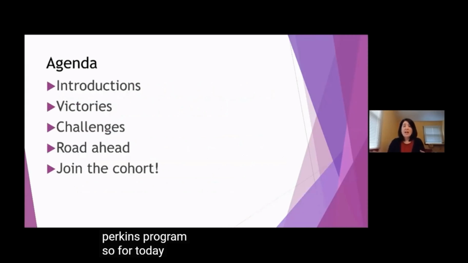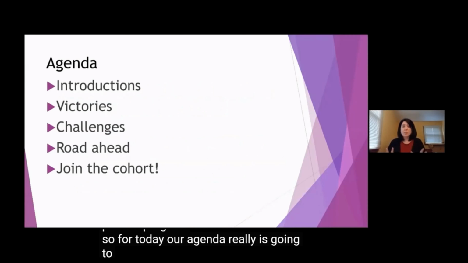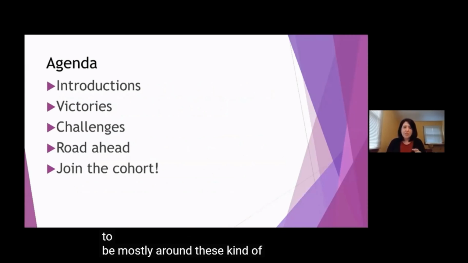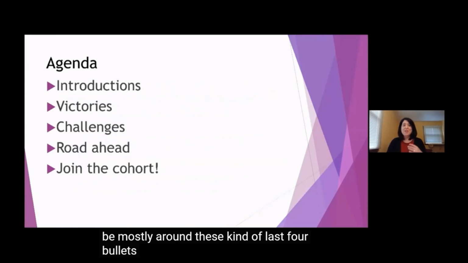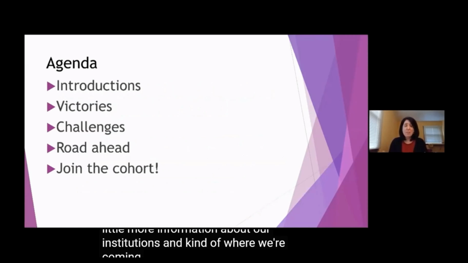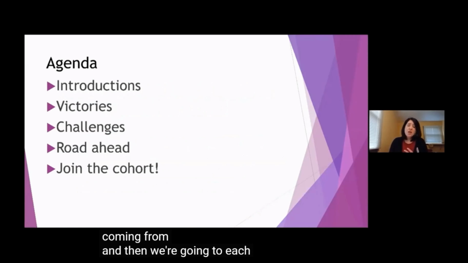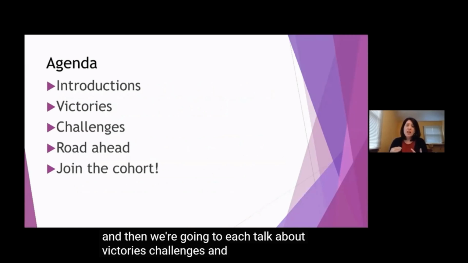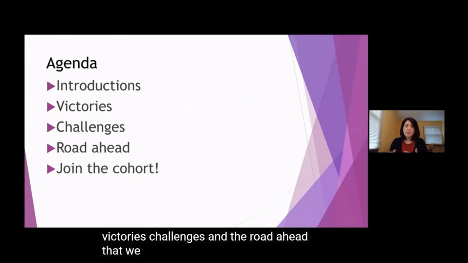So for today, our agenda really is going to be mostly around these last four bullets. The first bullet, we'll just give you a little more information about our institutions and where we're coming from. And then we're going to each talk about victories, challenges, and the road ahead that we see from each of our institutions and our vantage points.